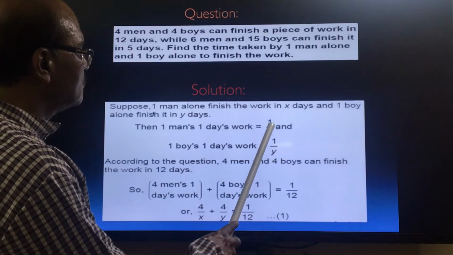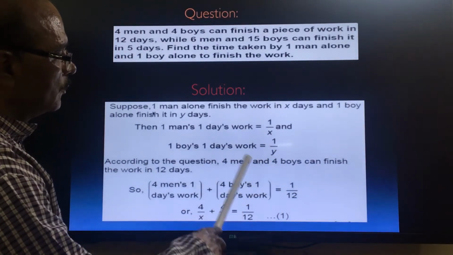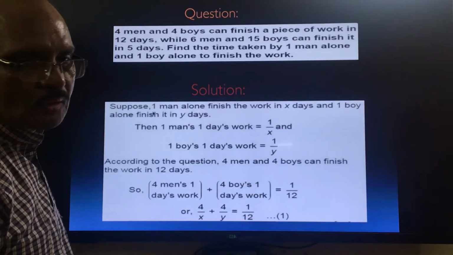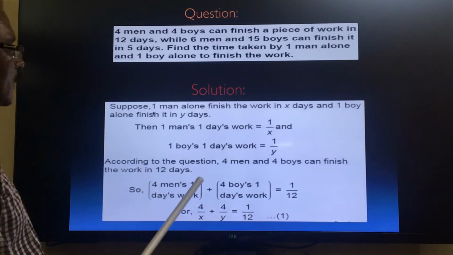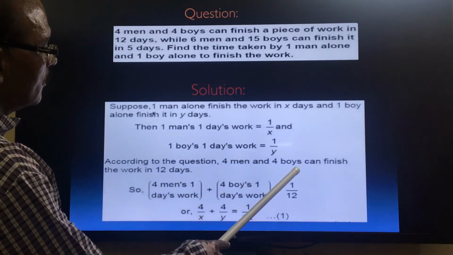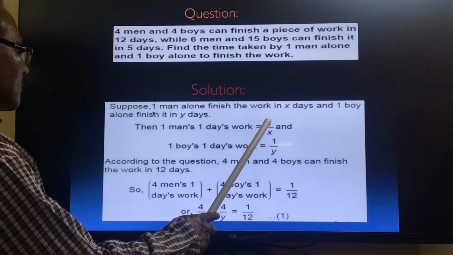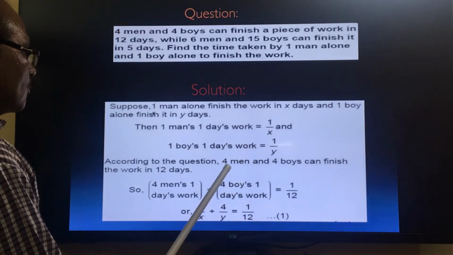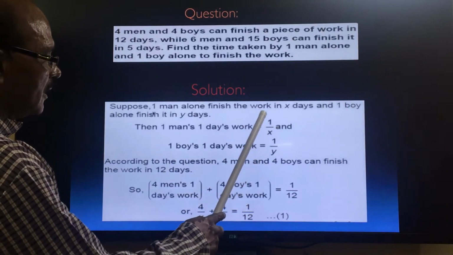After finding these two, we can frame the equations easily. So this is very important, how to suppose the 1 day's work, how to find out 1 day's work. After finding this, we will do according to the question. 4 men and 4 boys can finish the work in 12 days. So this is 1 day's work of men. How many men? 4 men. So 4 men's work of 1 day. This is 1 day's work of 1 man.